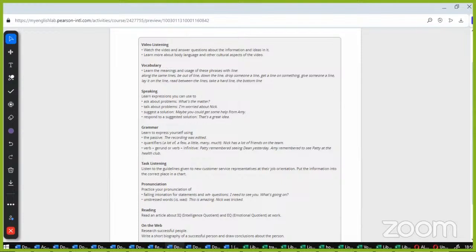Okay, any questions maybe? Yes, with the meaning of down the line and give someone a line. Okay, down the line means like in the future, later. You're going to learn that down the line. That means that you're going to learn that later. I don't know if you get it. Yes, it's okay. The other one?